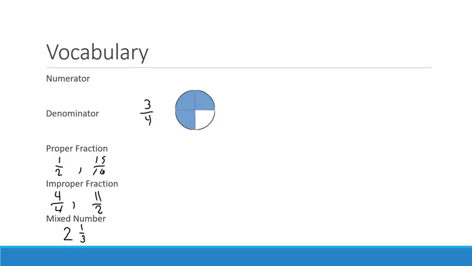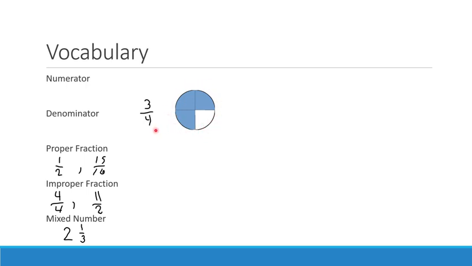When working with fractions, you need to be familiar with some of the terminology. A fraction is made up of a numerator and a denominator. The numerator is the top number, and that represents the number of parts that we have. In this circle, we have 3 parts that are shaded.